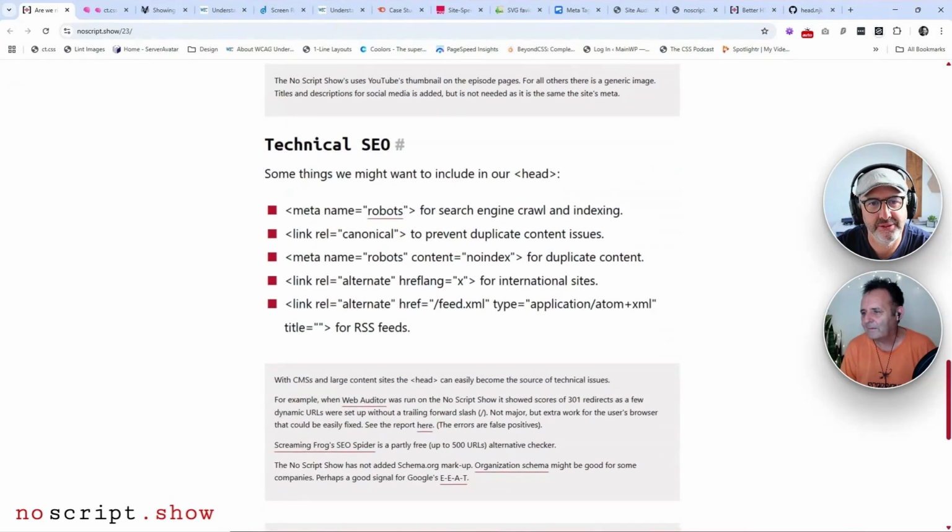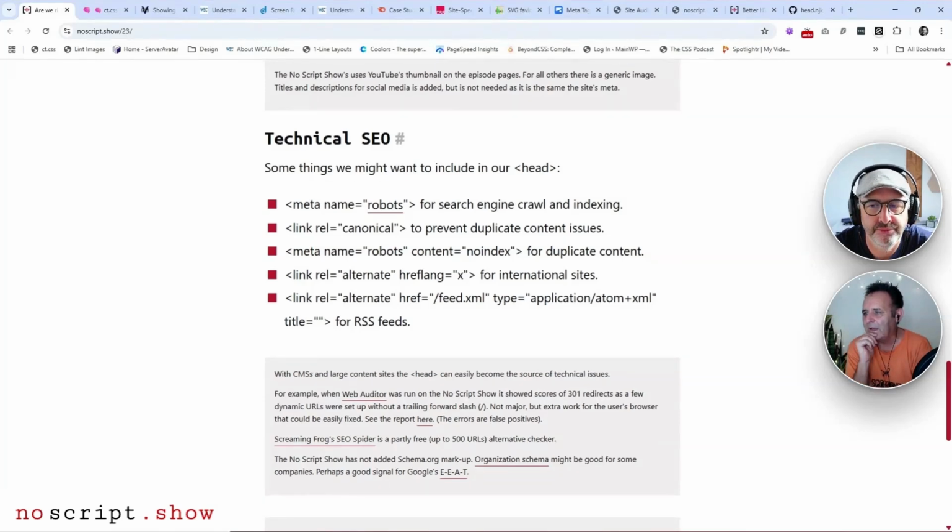Let's talk about the technical SEO. So just a little bit about what we might want to include in our head. Robots is probably something that we might want to have, a meta name of robots, so we can control the search engine's crawl. Well, you try to control. No real control over that at all. But yeah, you're onto something there.